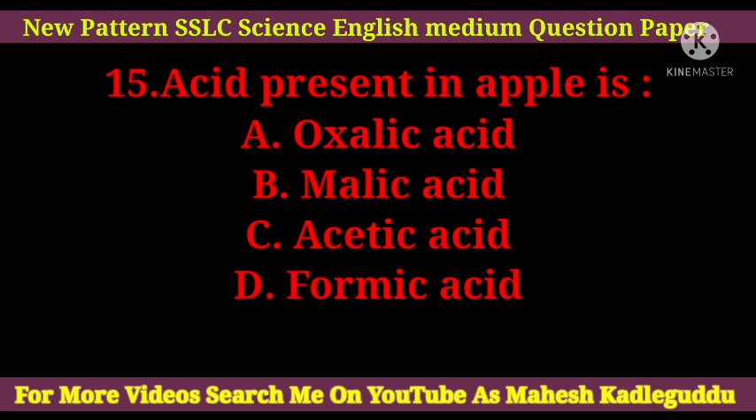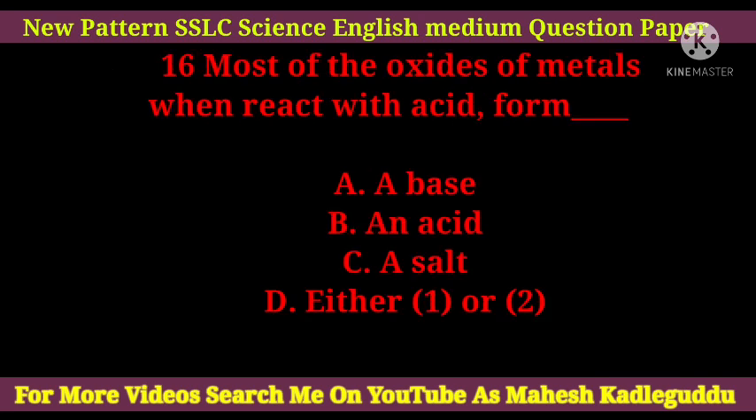Acid present in apple is oxalic acid, malic acid, acetic acid, formic acid. The acid present in apple is malic acid. Malic acid, it is the right answer. Next, 16th question is, most of the oxides of metals when react with acid form a base, an acid, a salt, either one or two. Most of the oxides of metals when react with acid they form salt. Salt is the right answer.